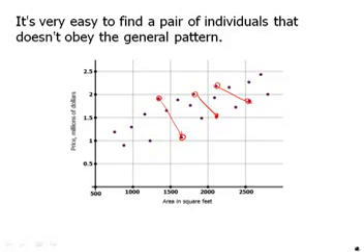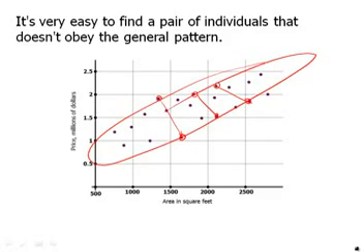That's not what a correlation is about. A correlation is not about nitpicking and looking for individual pairs and the relationship between these pairs. It's about a general pattern in the population as a whole. That's what a correlation is.